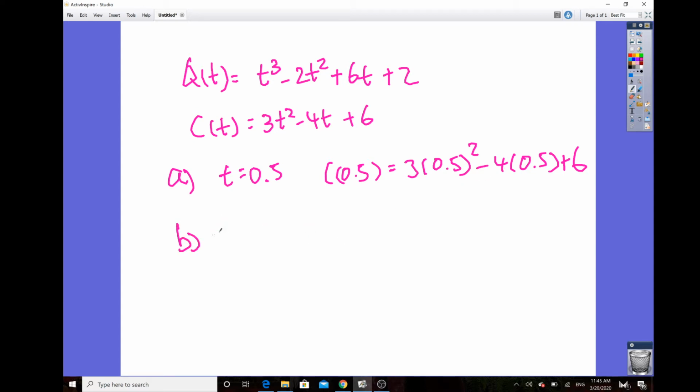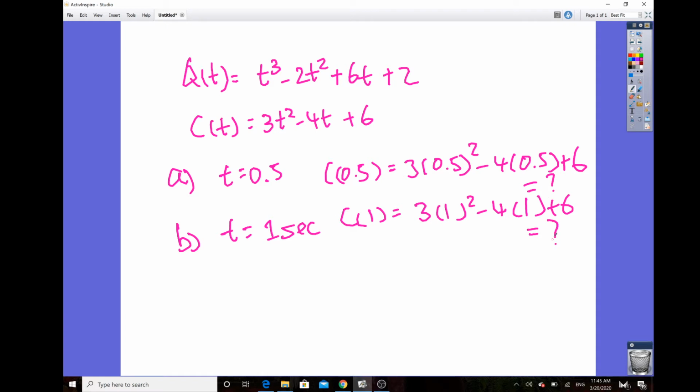And then for part B, it's at 1 second. So basically, just plug in the time. So C of 1. So you want to find out exactly what that is. So 3 times 1 squared minus 4 times 1 plus 6. Again, for this one, you need to figure out what that evaluates to.